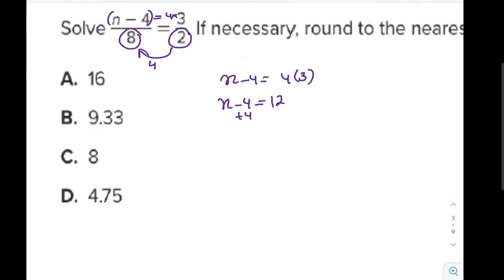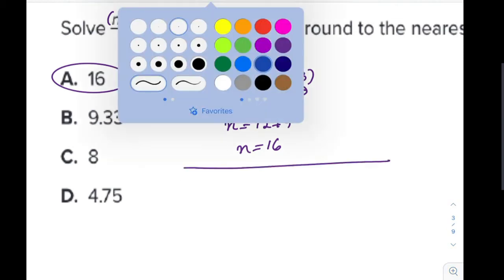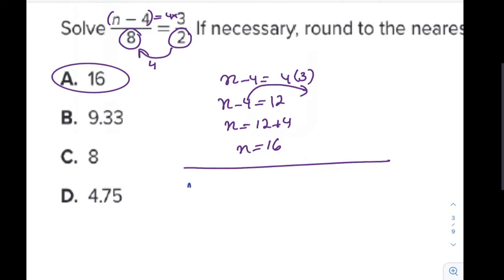And n minus 4 is 12. And we are solving by adding the 4 to both sides, or you can, as we get used to, transfer it to this side. So it's 12 plus 4, which is 16. So our answer should be A. Okay. Let's have the other approach, which is cross multiplication, and you should have the same answer. We have n minus 4 over 8 equals 3 over 2.